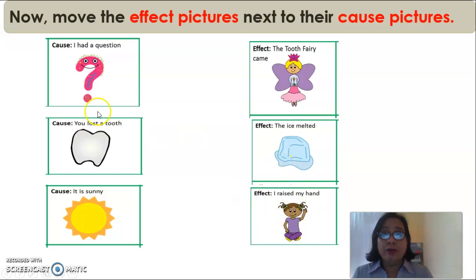Okay? For example, it says, I had a question. If I had a question, what is the result? The tooth fairy came? The ice melted? Or I raised my hand? Okay, you will do this activity on your own. I think it's easy. Think about the cause and think about the effect, the result, okay? What will happen if I do this? Or what is the result of this cause, okay? Read these causes, read the effects, and match with the correct picture, okay?